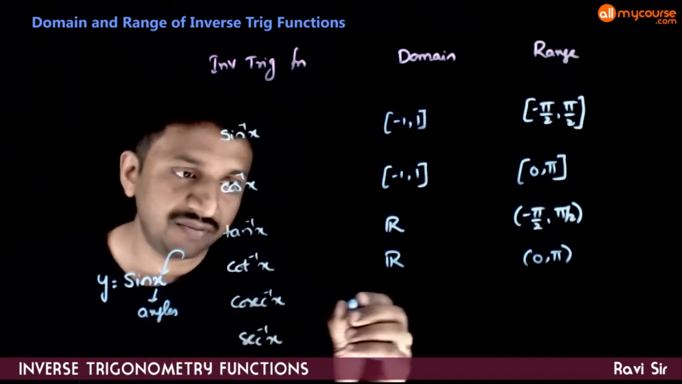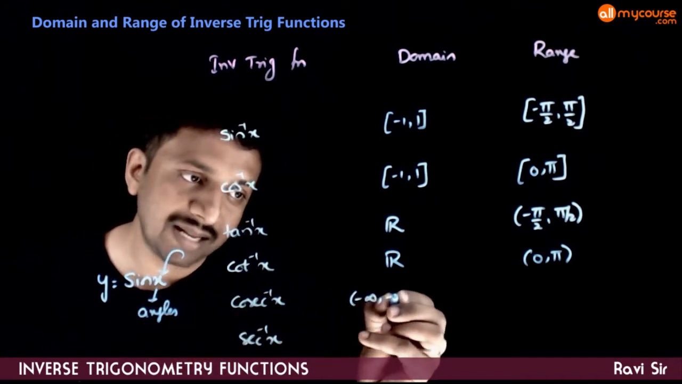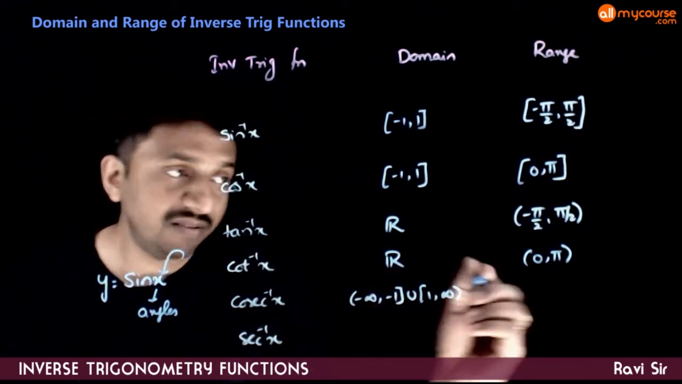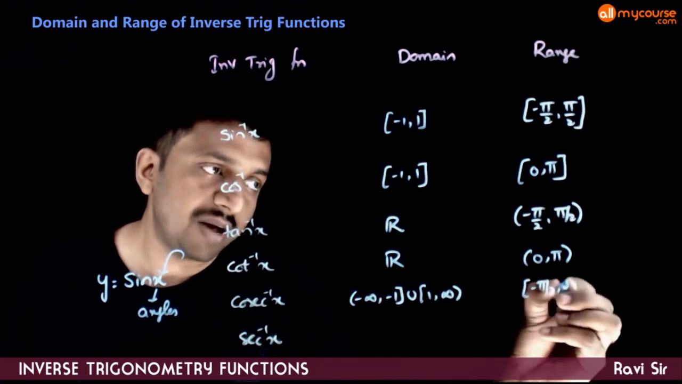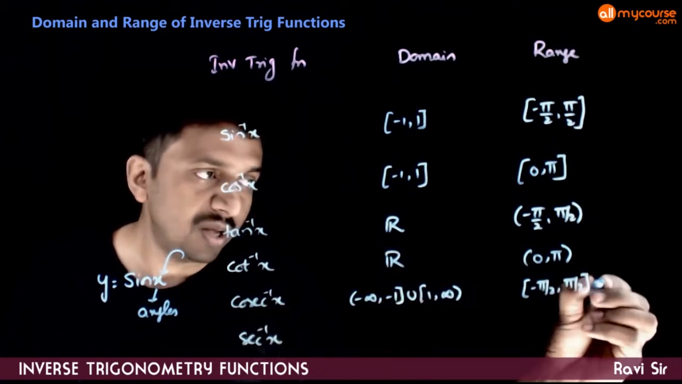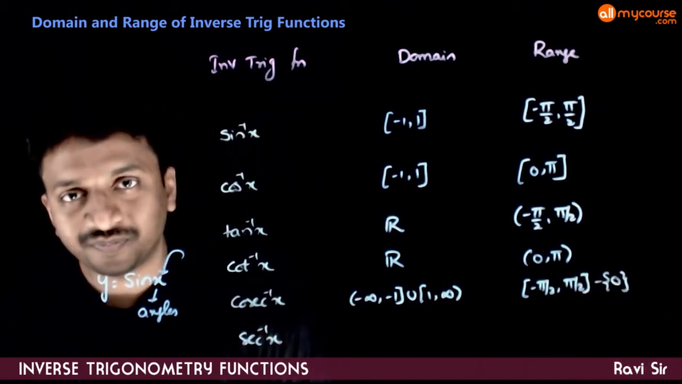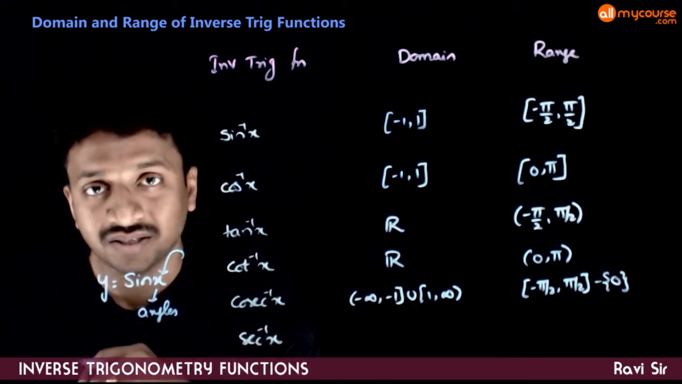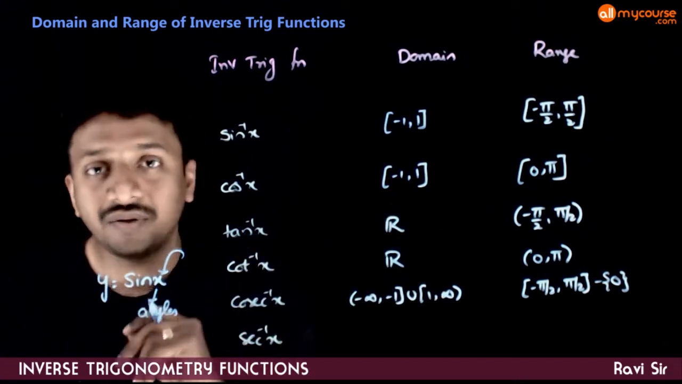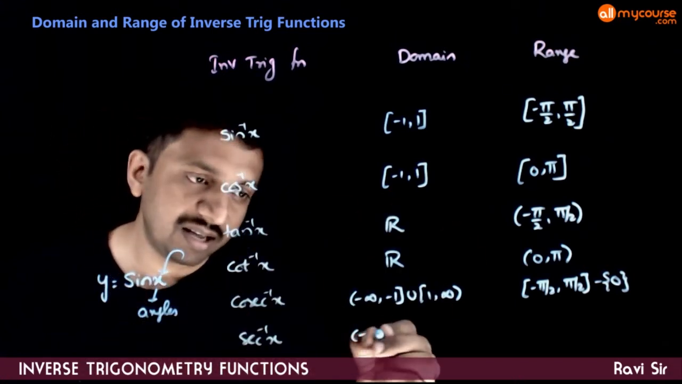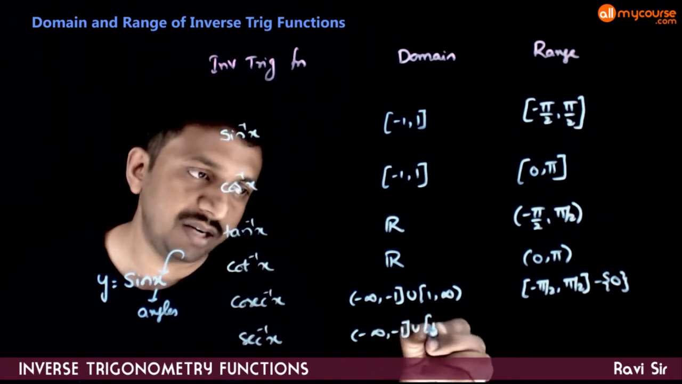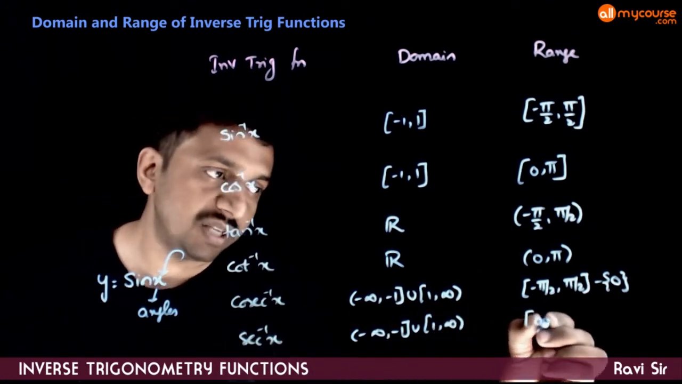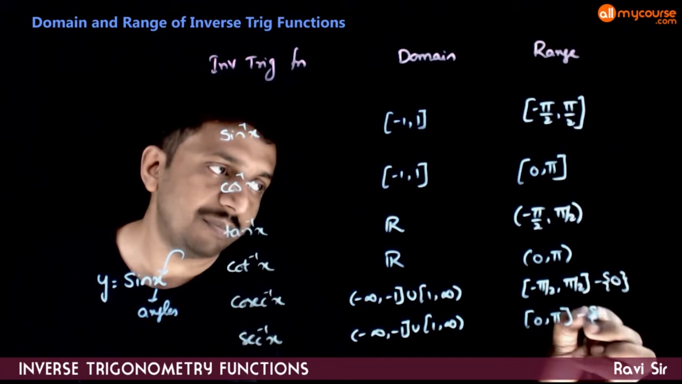Cosecant inverse and secant inverse take in values from minus infinity to minus 1, union 1 to infinity, and give out values between closed minus pi by 2 to pi by 2 except the angle 0. Angle 0 does not occur in the range of cosecant inverse x. Whatever number you put here, it will never give you 0 as the answer. Similarly, secant inverse has a domain of minus infinity to minus 1, union 1 to infinity, and the range of 0 to pi except pi by 2.